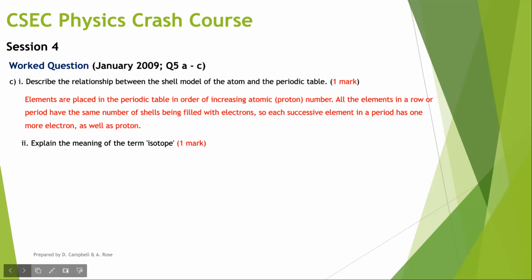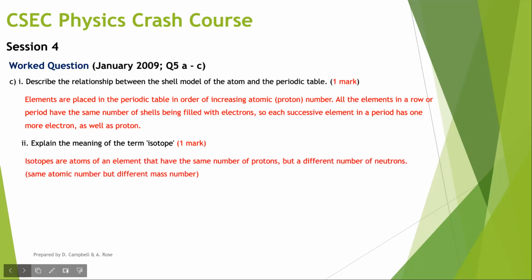Next question asks to explain the meaning of the term isotope. You may know that the prefix iso means same. So isotopes are basically atoms that are from the same element and they have the same number of protons. However, there is a different number of neutrons. As a result, the atomic number will be the same, which is the bottom number, but the mass number, the nucleon number, which is the top number, will be different.